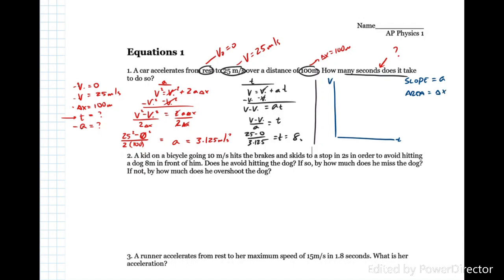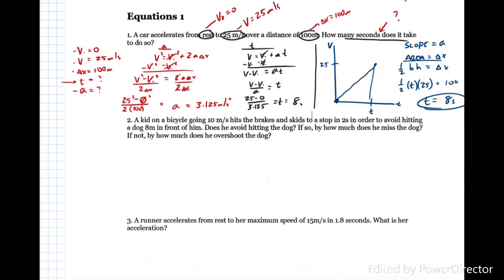So if we take our information, we accelerate from rest to 25 meters per second. Now I want to know the time in which we do that. I don't really care about the acceleration, so I'm going to use the area to find the displacement. Well, that shape is a triangle, so it's 1/2 base times height is equal to the displacement. So my base is time, my height is 25 meters per second, and that equals the displacement of 100 meters. So multiply both sides by 2, divide both sides by 25, and that time comes out to be 8 seconds.